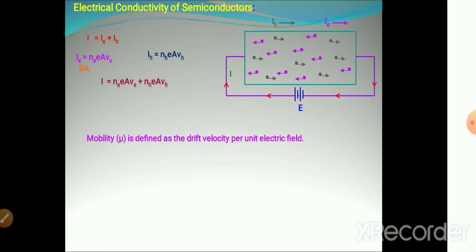Now let's talk about mobility. Mobility is defined as the drift velocity per unit electric field. And the important point to note is that electron mobility is higher than hole mobility.